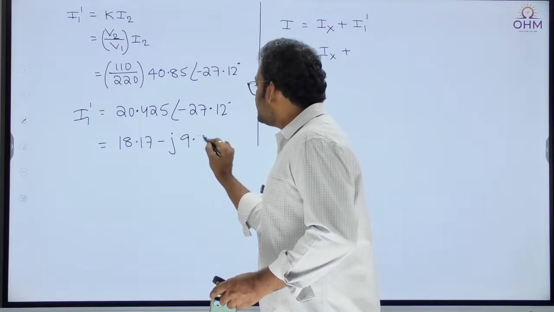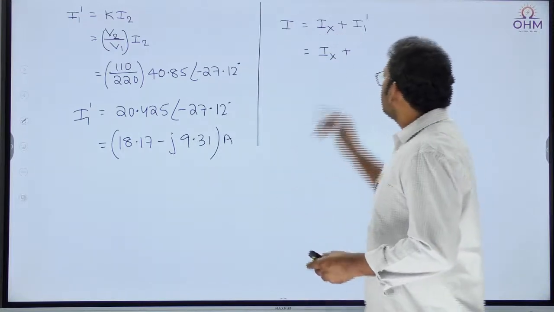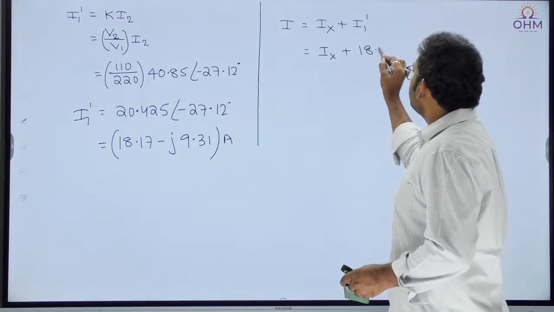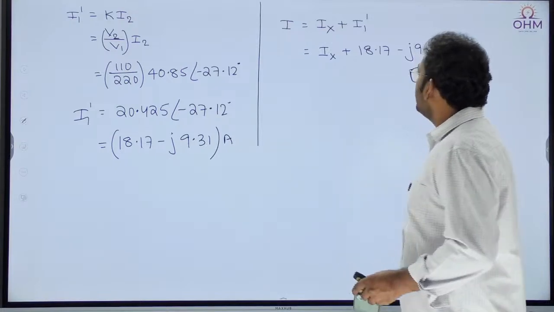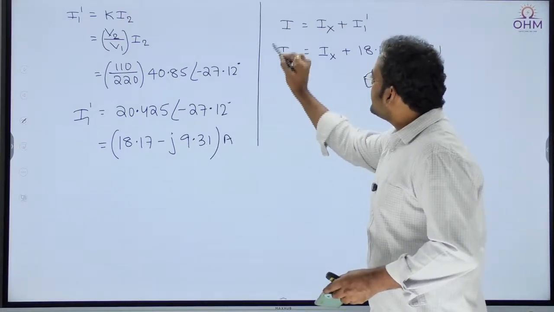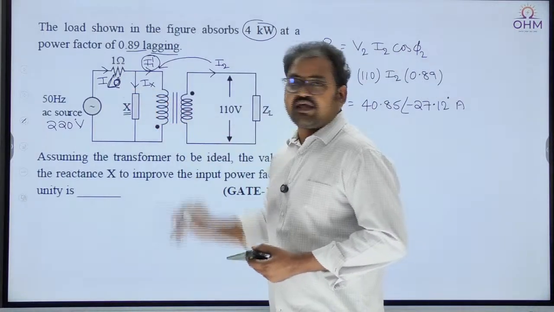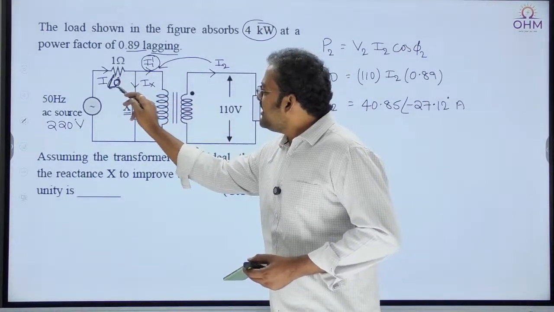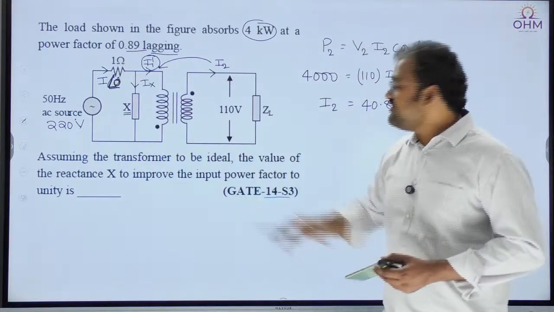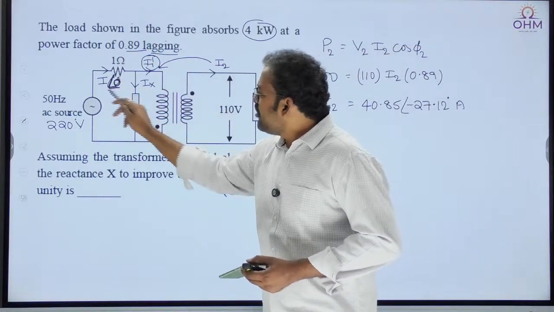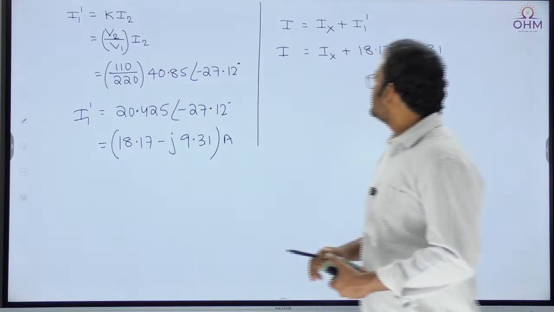So 9.31. This is the imaginary part. Okay, so real part 18.17 minus j 9.31. Now the point is, this total input current I should be at an angle 0. Can I say this will be at an angle 0 only if it has only real part? If the imaginary part is 0, then the overall current will have only real part. Only real part means current is at an angle 0.